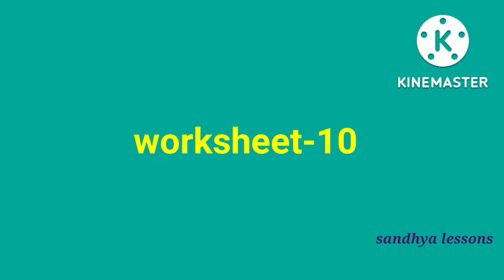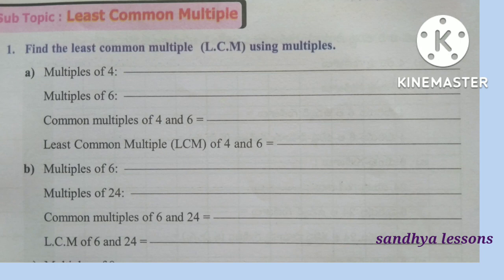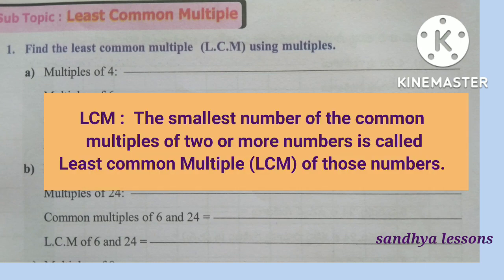Worksheet 10. First, find the least common multiple, LCM, using multiples. LCM: the smallest number among the common multiples of two or more numbers is called the least common multiple of those numbers.